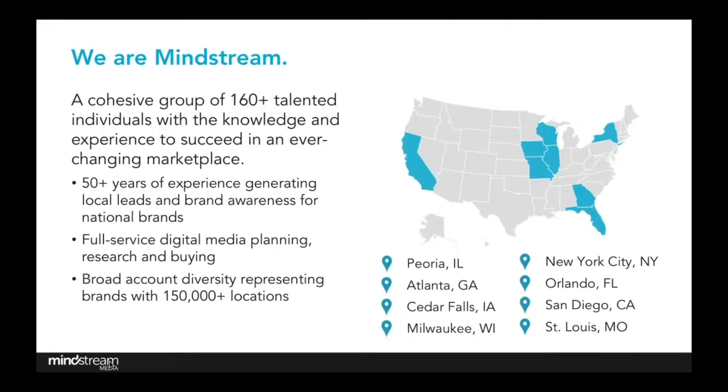A little bit about Minestream. We've got roughly 160 employees throughout the U.S. You can see we've got 8 offices that go from coast to coast with some focus in the central states. We've actually been around for 50 plus years. We started way back in the day with traditional media, print yellow pages, direct mail, and have continued to evolve in the digital space. We look at ourselves today as a full service digital media buying research agency, and we represent through our client roster, which we'll take a look at in a minute, roughly 150,000 locations throughout the U.S.